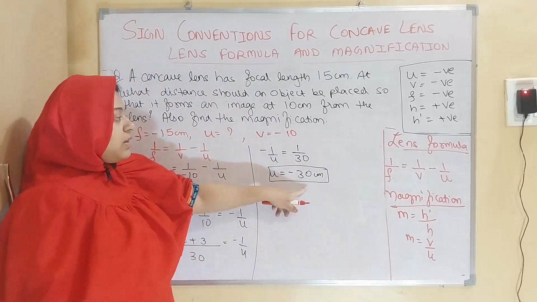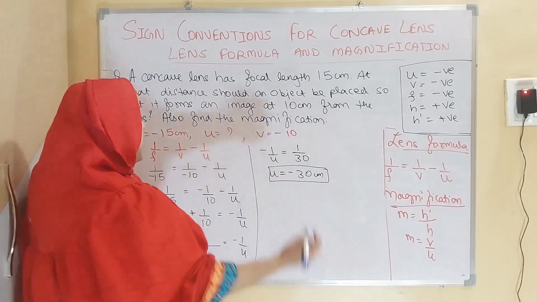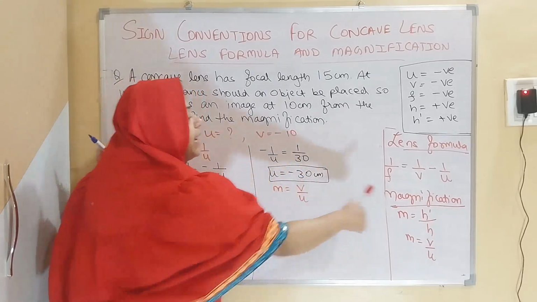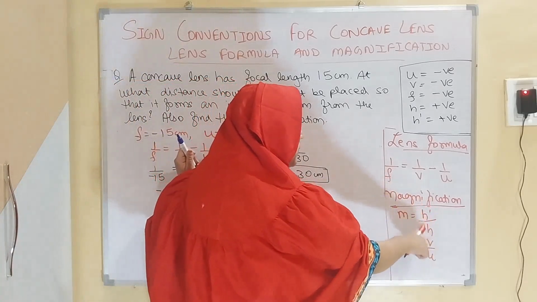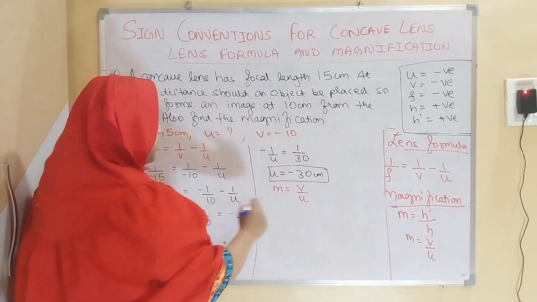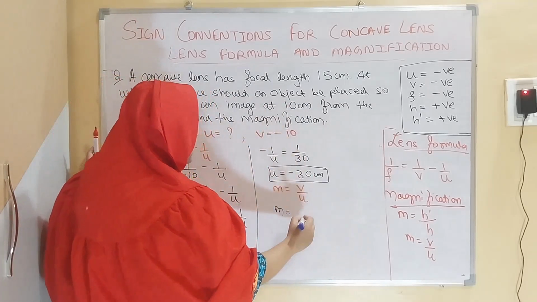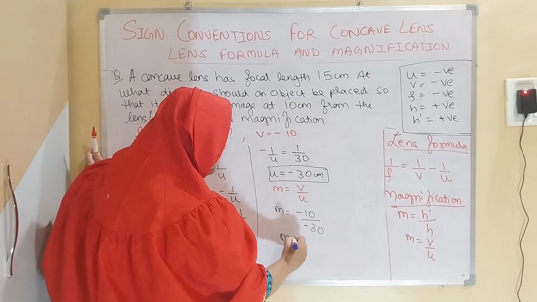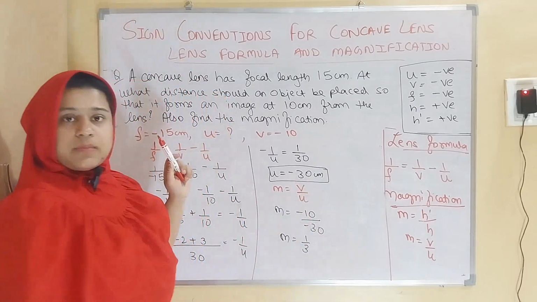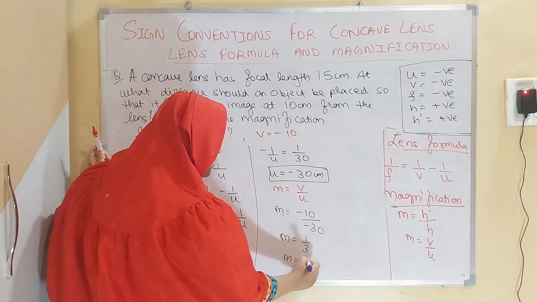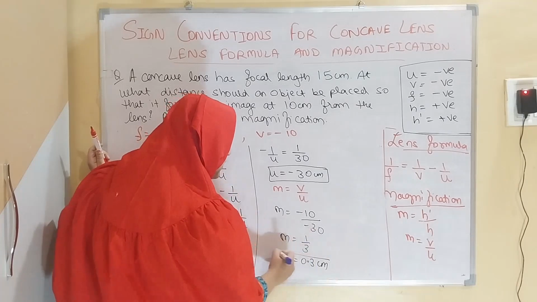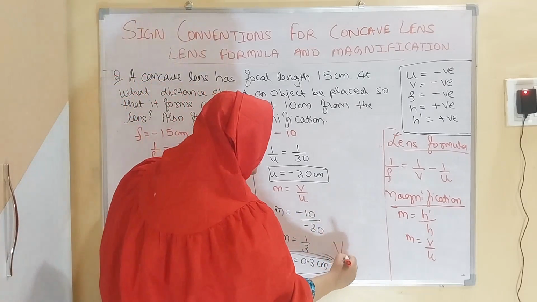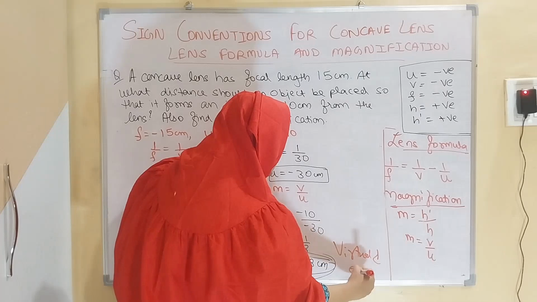This is the distance of object. Now to find the magnification, the formula for magnification is v upon u. h dash upon h apply नहीं कर सकते क्योंकि हमारे पास h dash भी नहीं है, h भी नहीं है. So we will apply the second formula. m is equal to v कितना है? Minus 10 and u कितना है? Minus 30. So m is 1 upon 3. Okay, m is equal to 0.3. Magnification is positive, that means the image is virtual and erect.